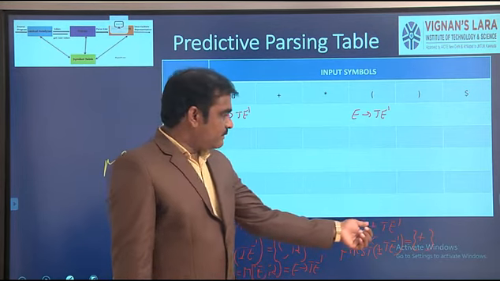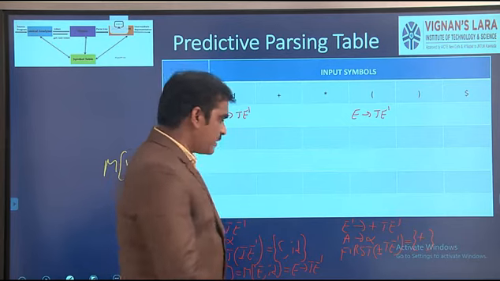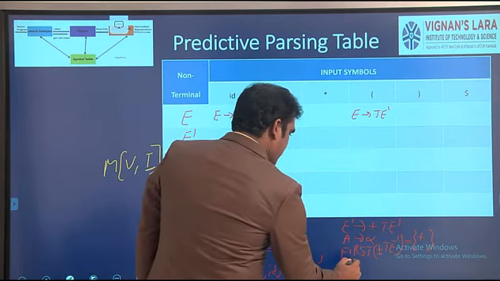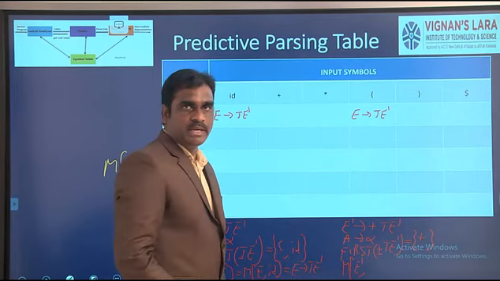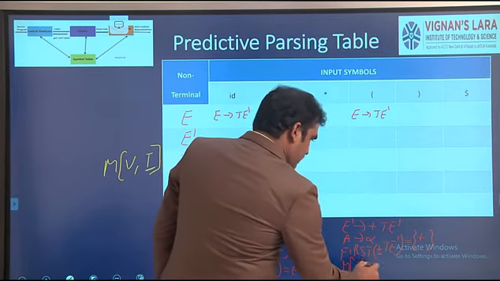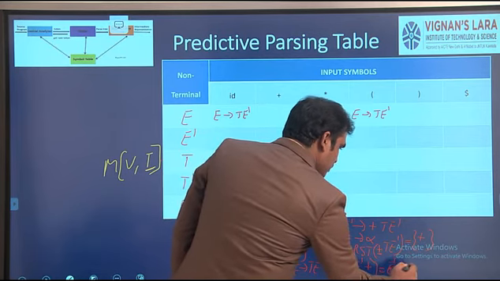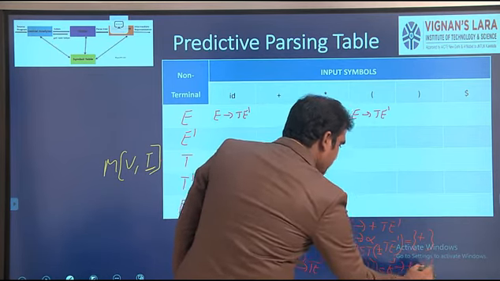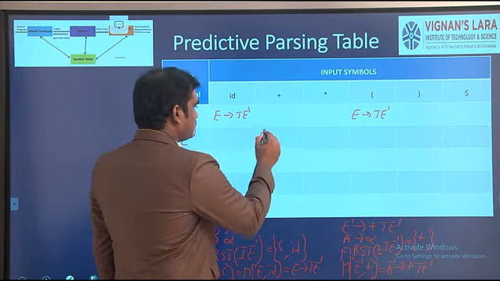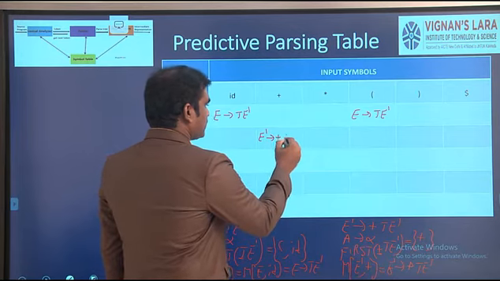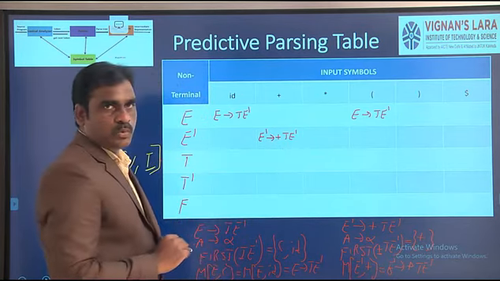Again the first of alpha result does not contain any epsilon symbol. So again rule 1. What is rule 1? M of the non-terminal left hand side value, that is E dash, comma the terminal symbol, the first of alpha result. So E dash comma plus is filled with E dash to plus TE dash. So this is rule 1.